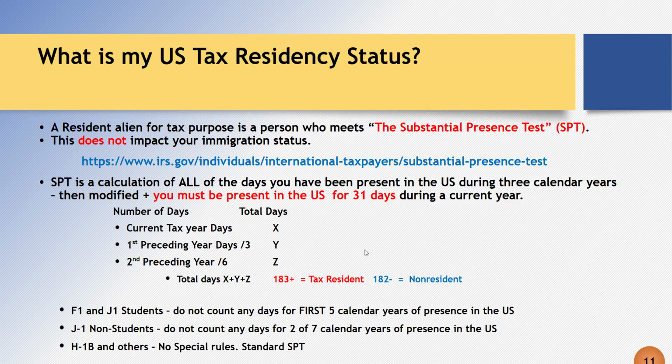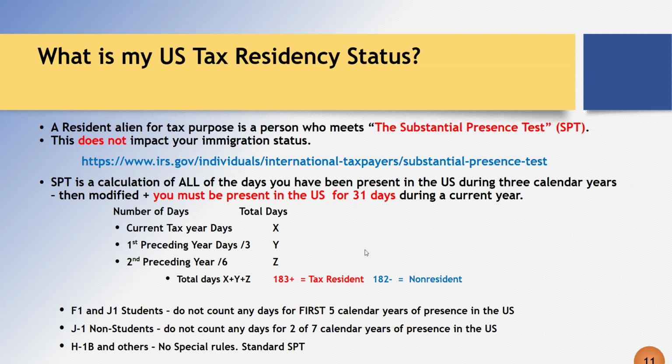Now let's talk about how you become a resident. If you're a foreign national, you came here on a visa, why would somebody call you a resident? A resident alien for tax purposes is a person who meets the substantial presence test. It pretty much determines how long you've been in the US. I provided you with a link if you would like to understand it better. But in the simple formula, you have to be in the US during the current year for 31 days. If you were here 31 days, you're looking at the formula.